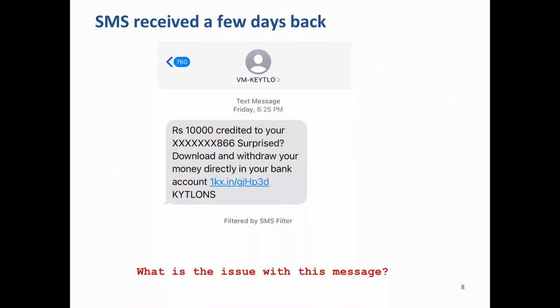There's another SMS I have received: Rupees 10,000 credit to your account. Download and draw directly to your bank. So note that this is correct information. Okay, this is my number. By the way, this is the last 3 digits of my mobile phone.